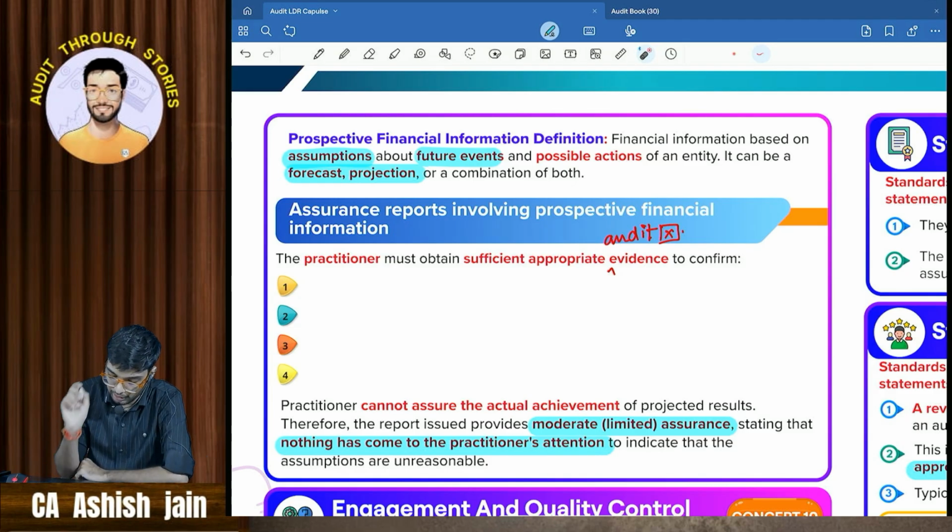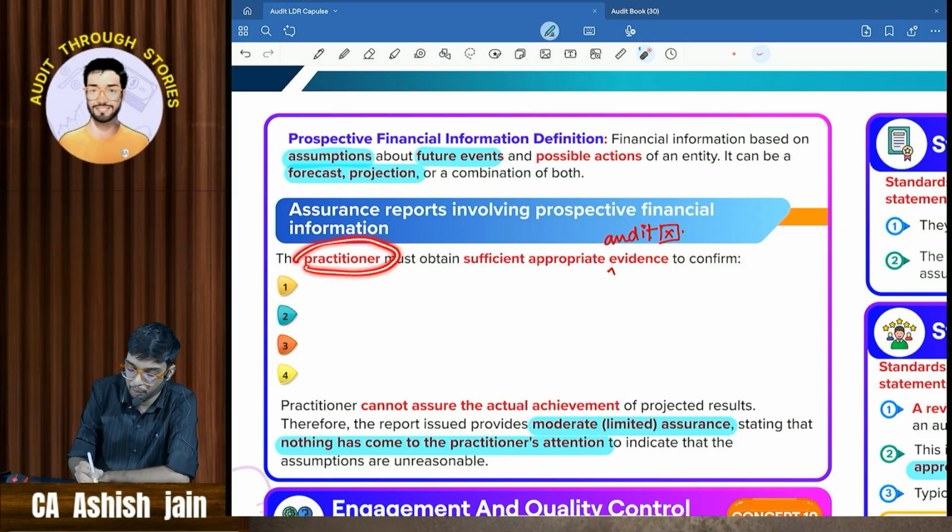Then comes the practitioner here. Whenever you see the word prospective financial information, always use the word practitioner.